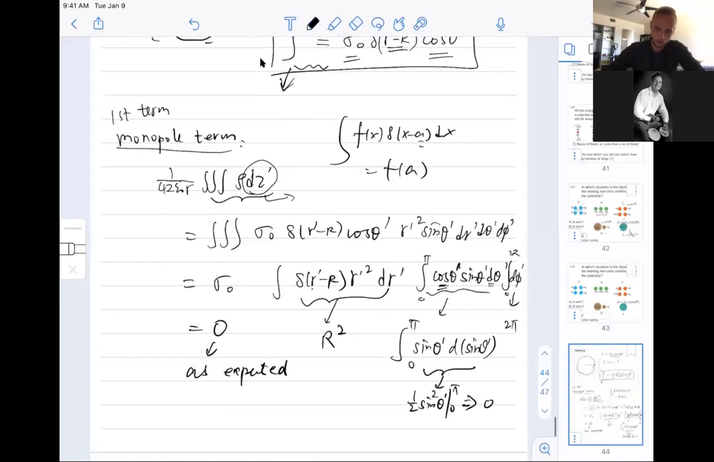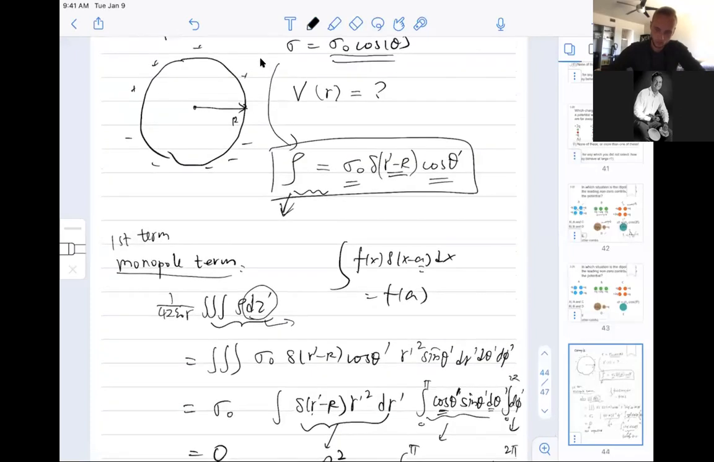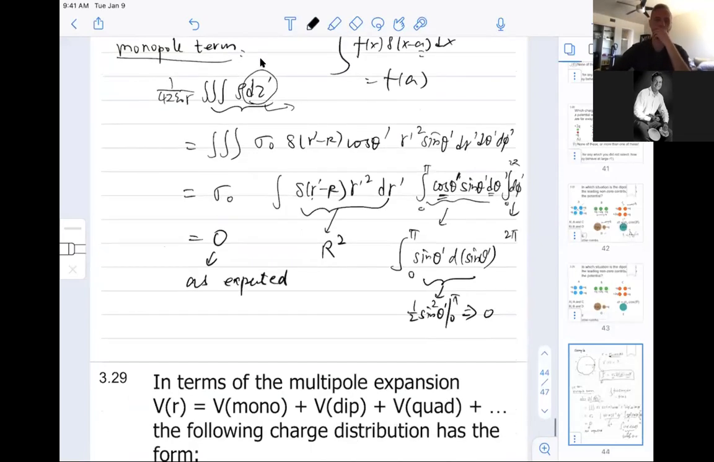As you might expect, because you can see sigma is constant, but how the charges are distributed, the top half and bottom half are distributed exactly the same way, following exactly the same cosine, but just with opposite sign. So it makes sense that they drop.